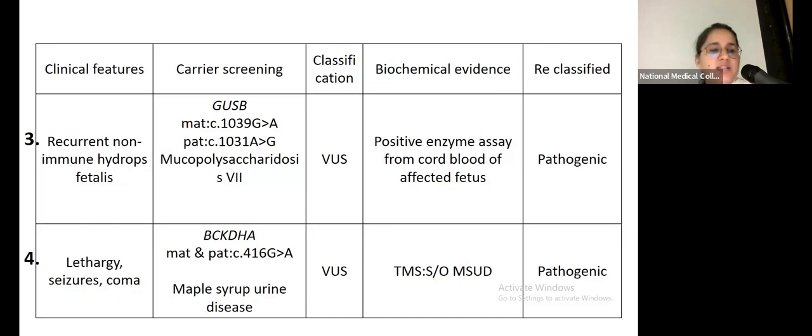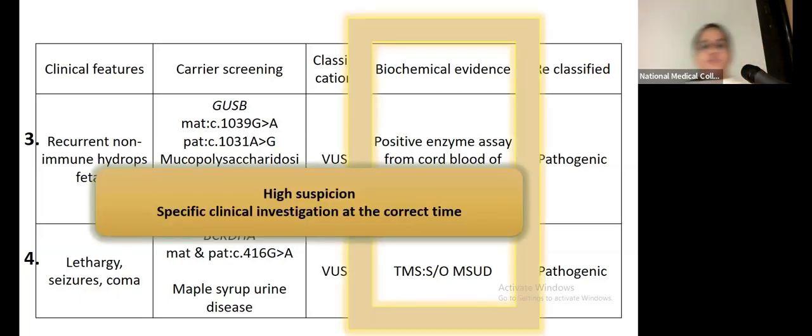And for the case with lethargy, seizures, and coma, the diagnosis can be variable, but in this case, TMS had already been done in the child, and that was suggestive of maple syrup urine disease. Based upon this, exome sequencing in the parents was done, and we found out that this particular variant of uncertain significance that we had obtained, we could classify as pathogenic. So this shows that a high suspicion for genetic disorders is a must, because a specific clinical investigation done at the correct time in this particular family helped us in calling the variant pathogenic.